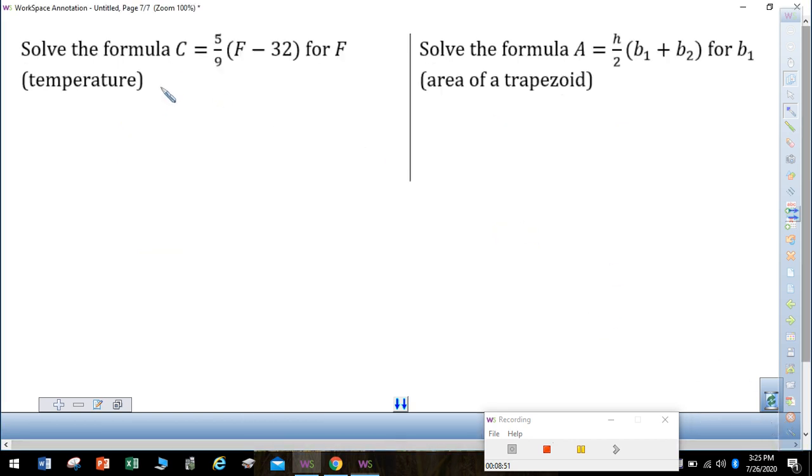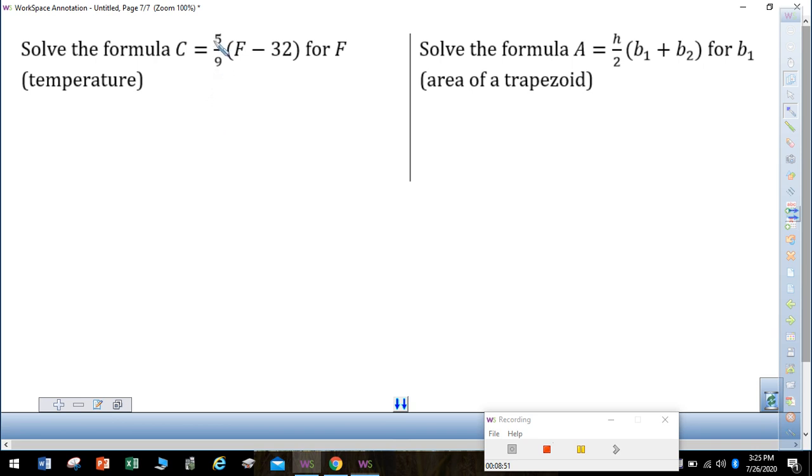The next formula is for temperature. It's telling you the temperature in degrees Celsius based on temperatures in degrees Fahrenheit. So this is how you can convert between the two. We're wanting to solve the formula for F, so we want to get this the other way around so that we have temperature in Fahrenheit based on whatever it is in Celsius.